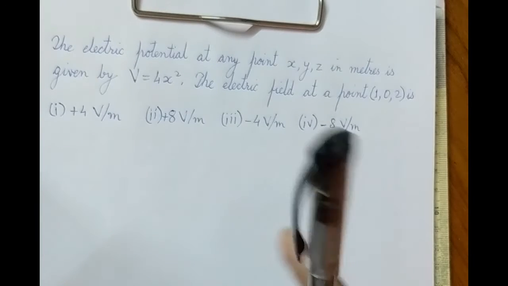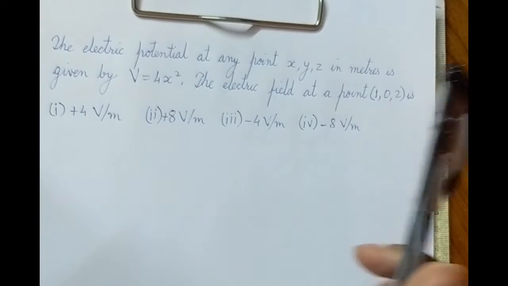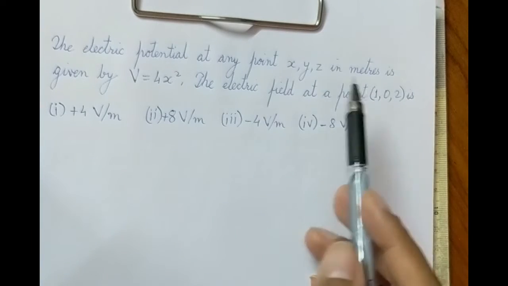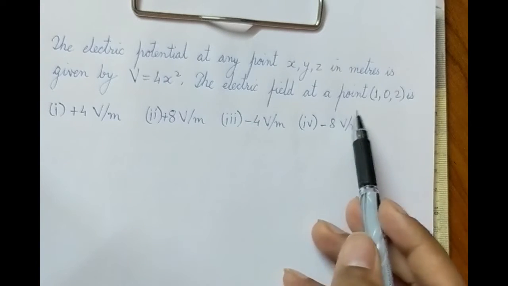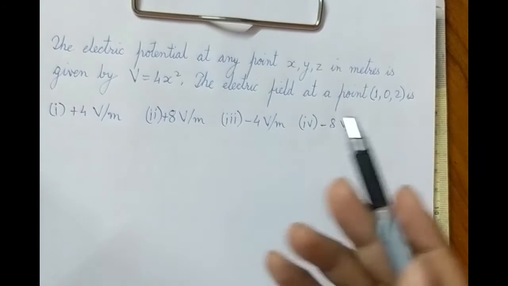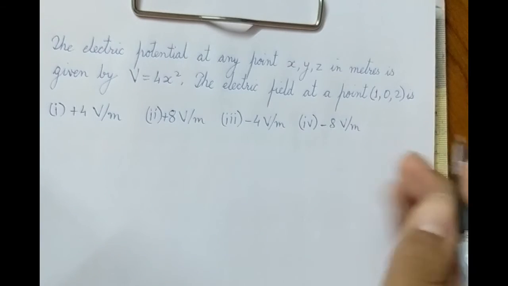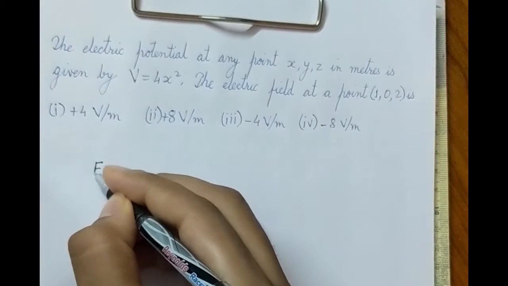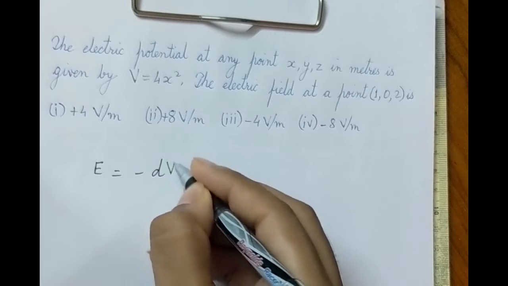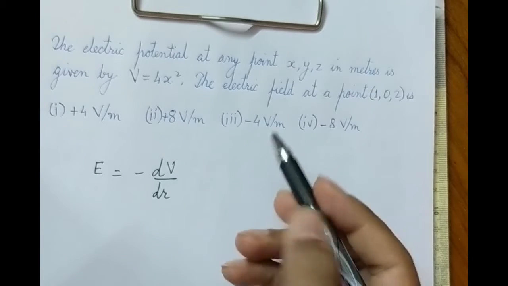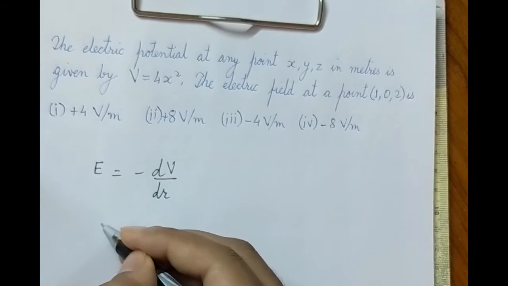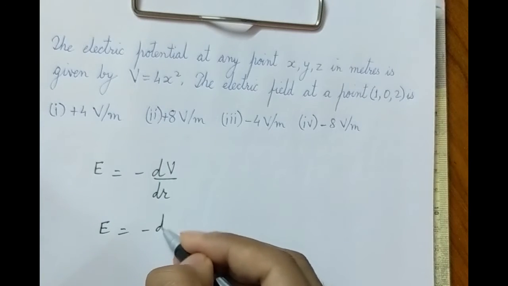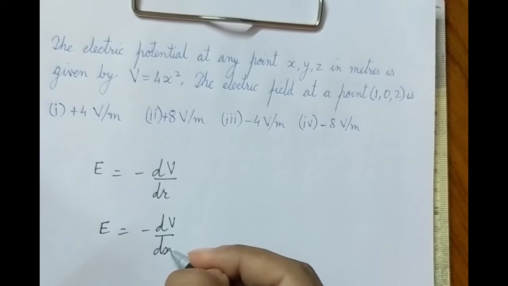For our second question, it says that the electric potential at any point x, y, z in meters is given by V is equal to 4x square. The electric field at a point 1, 0, 2 is, so we use the relation that the electric field is equal to minus of dV dr. Since the dependence of V is only on x, I can replace this in my case with E is equal to minus of dV dx.